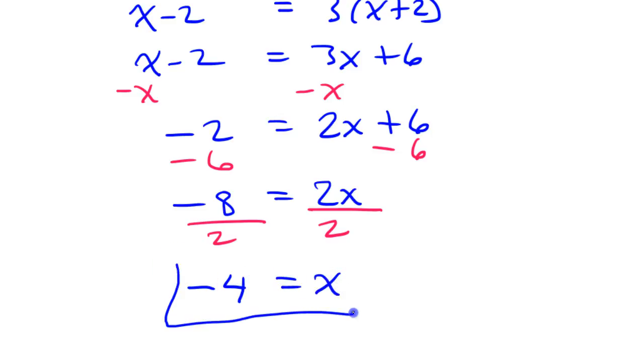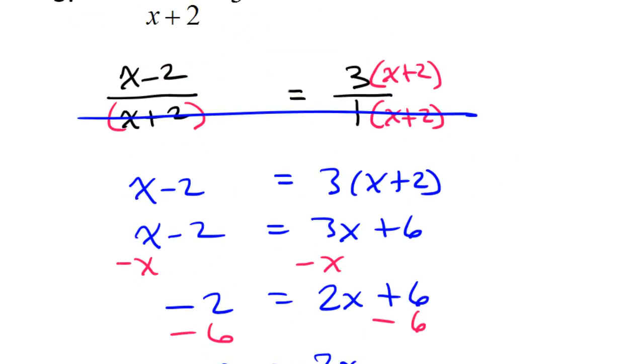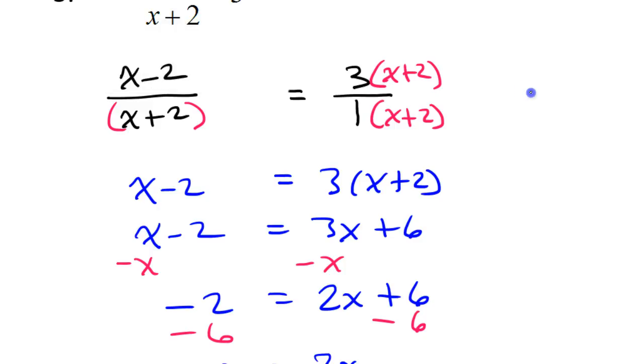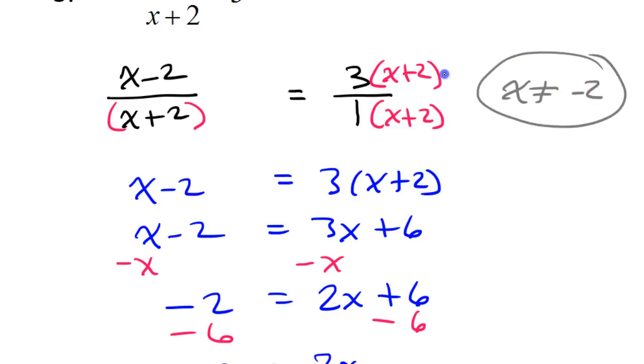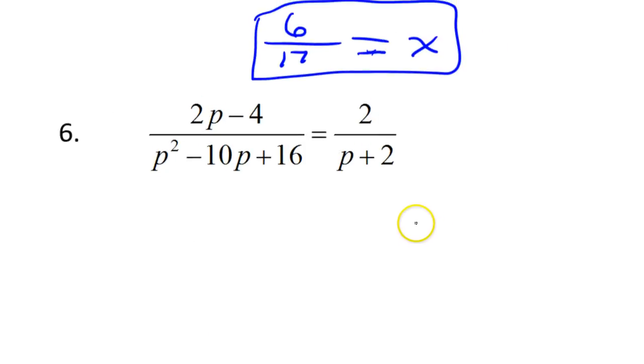And this is the answer as long as it is not one of the restricted values. Okay, so looking back, the only restricted value would be that x cannot equal negative 2. Okay, and of course we get that from setting this equal to 0. Alright, let's do one more problem.